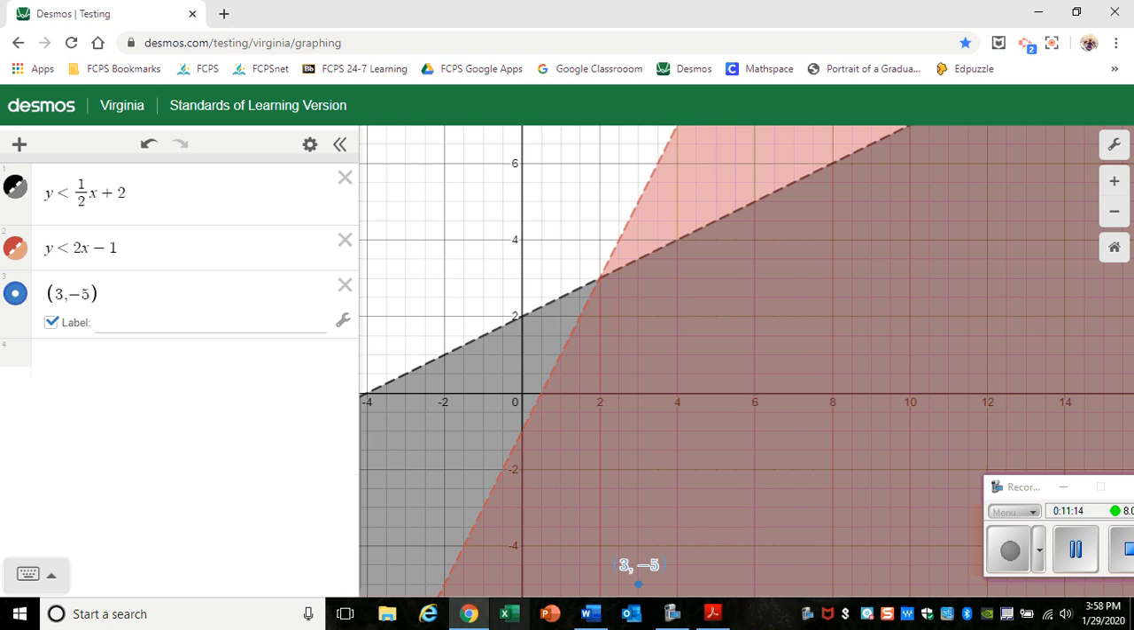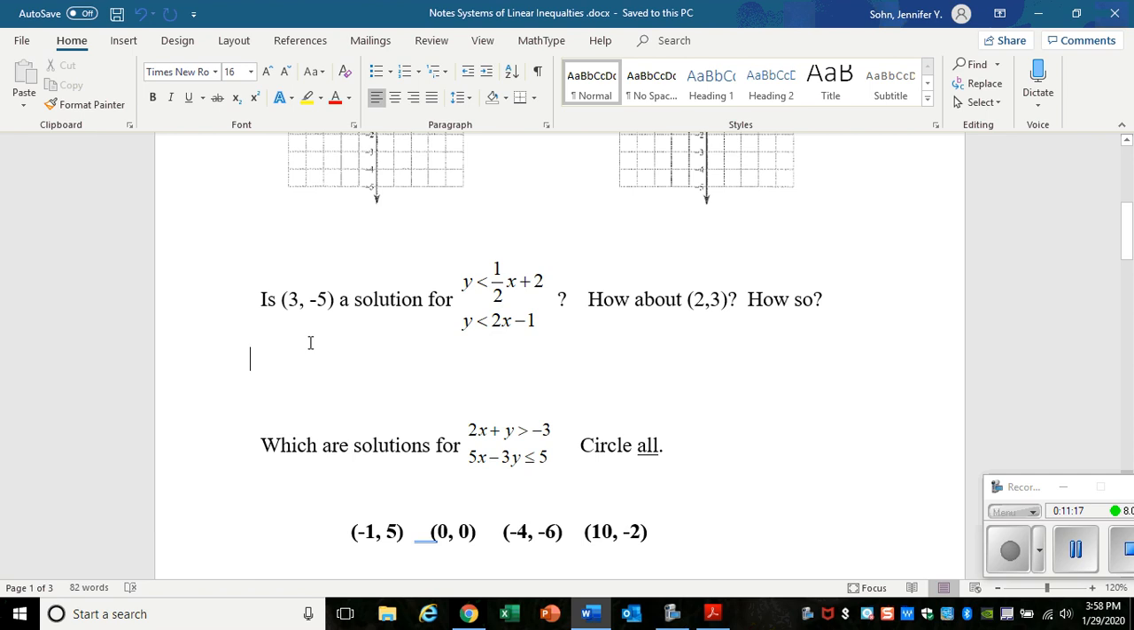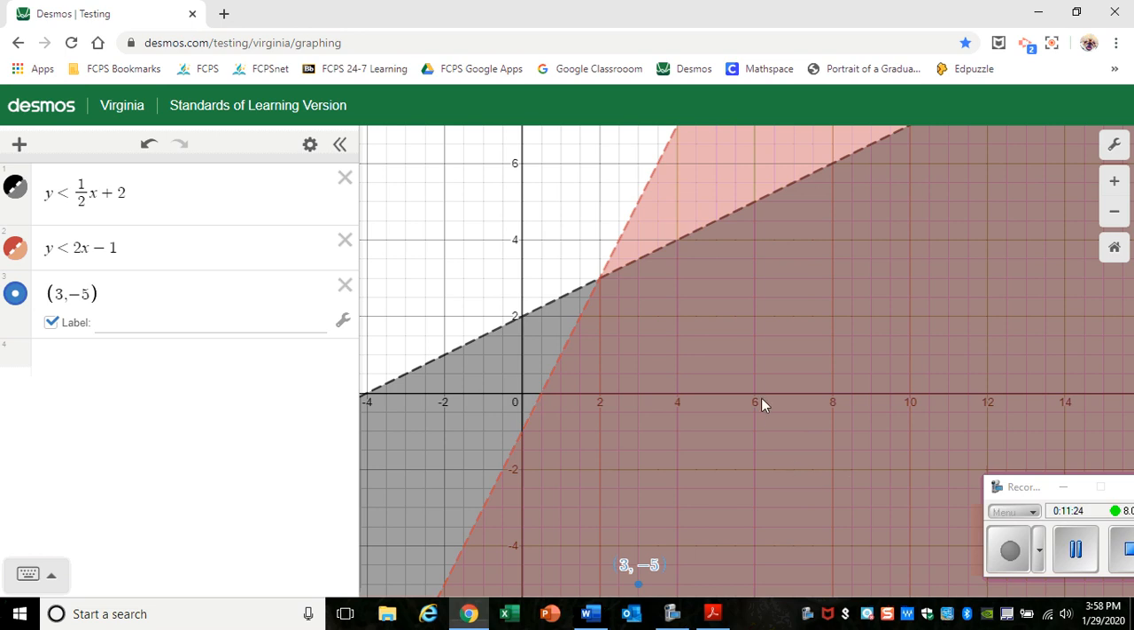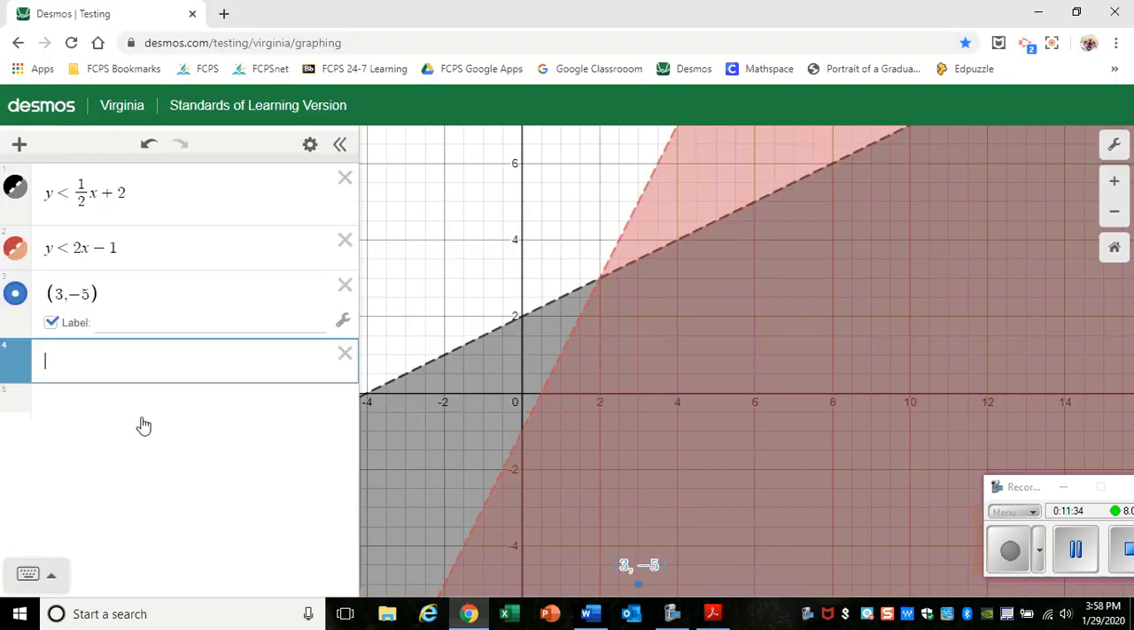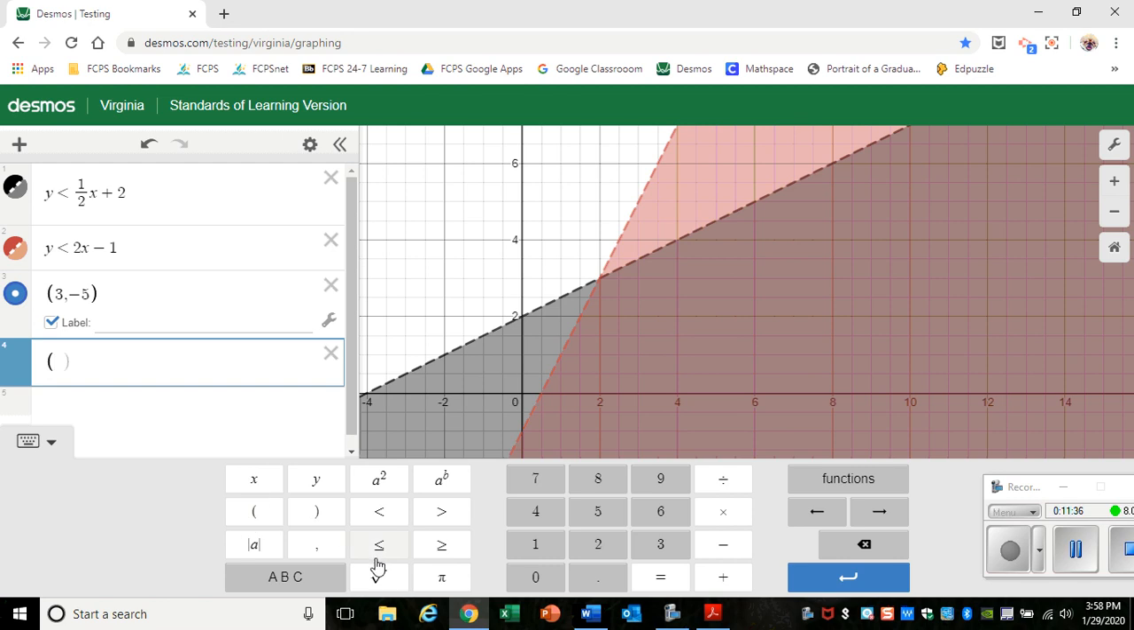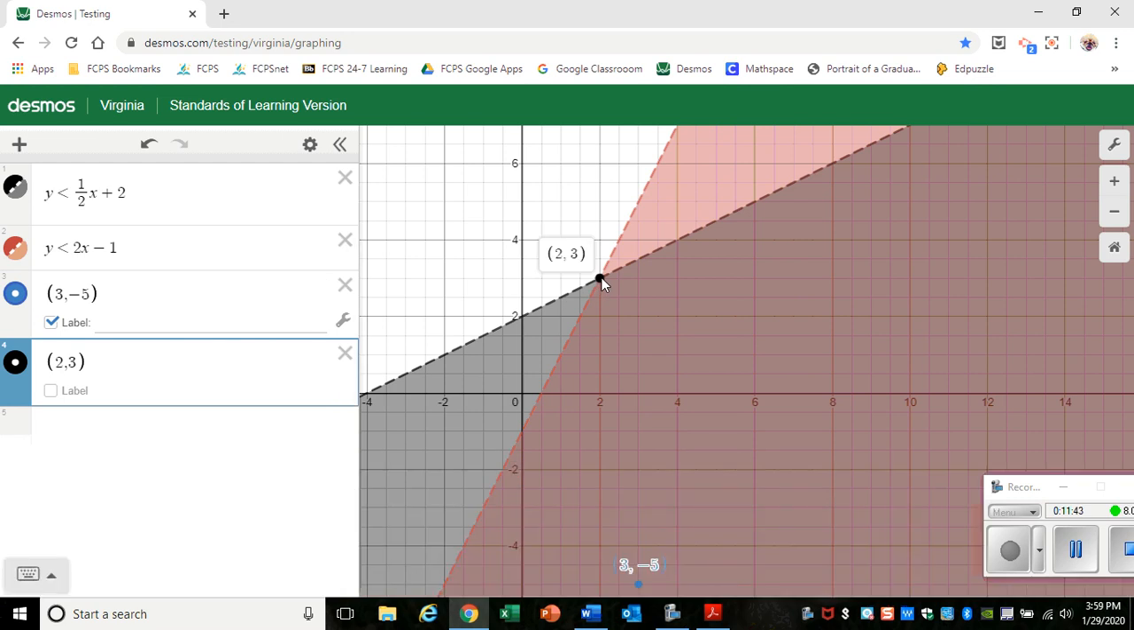So to go back to that question, the answer is yes. 3, negative 5, as you can see, is in the overlap section where you shaded twice. So that is a solution, yes. How about 2, 3? So we're going to type 2, 3. Everybody please do this with me. Open parentheses, 2, comma 3. And right there, for this one, guys, what do you guys think? Do you think that's a solution for this?